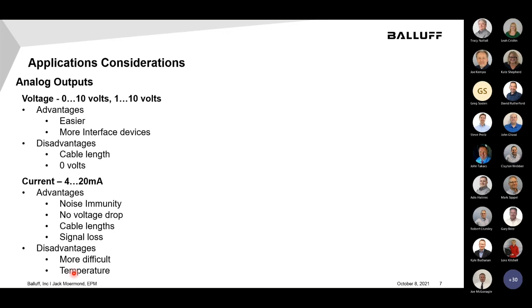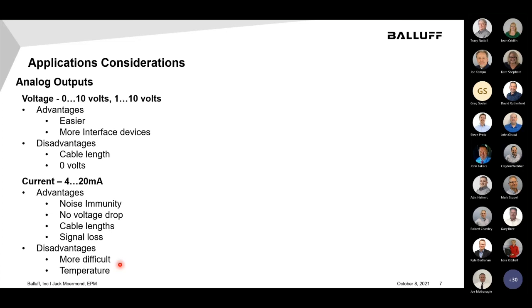The other one is a 4 to 20 milliamp output. The advantage to that is you have great noise immunity, whereas with voltage, noise can be a big problem. There's no voltage drop with the current output, and you don't lose that much signal. The disadvantage is these are typically a little bit more difficult to work with. You know, if you're hooking meters up to them, you have to hook up your meters a certain way. So sometimes these can be a little bit more difficult, and sometimes temperature can affect the current a little bit.